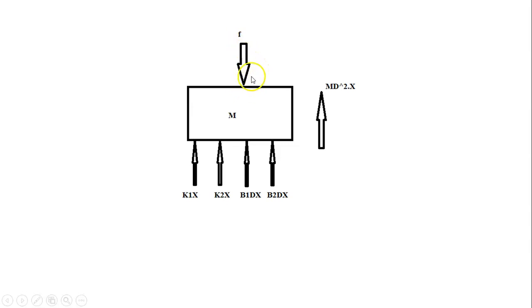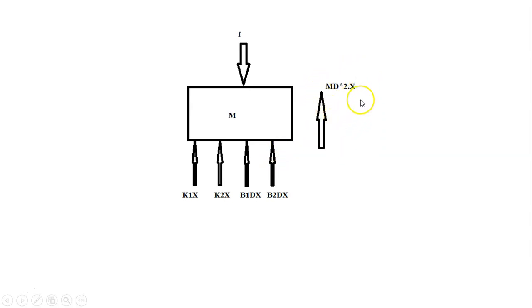Because of this force F acting in the downward direction, what will happen? Springs and dampers are getting compressed. Therefore spring force and damping force will act in the upward direction. Spring force K1x will act in the upward direction. Spring force K2x will also act in the upward direction. Damping force B1 D x will act in the upward direction, and another damping force B2 D x will act in the upward direction.